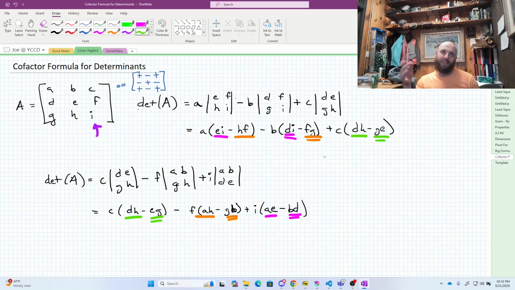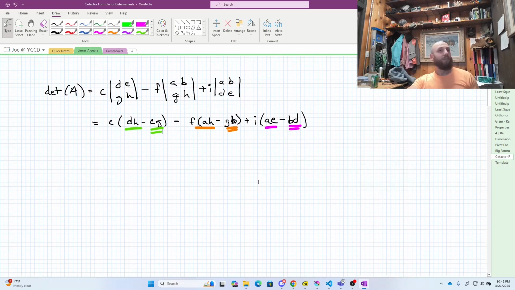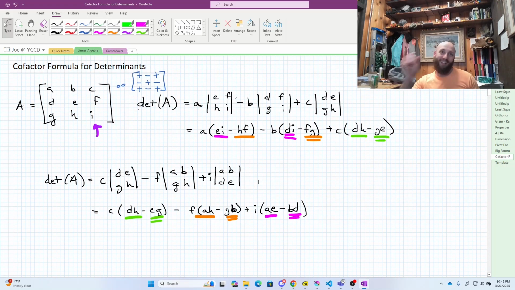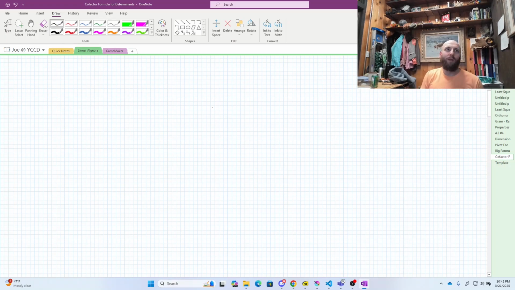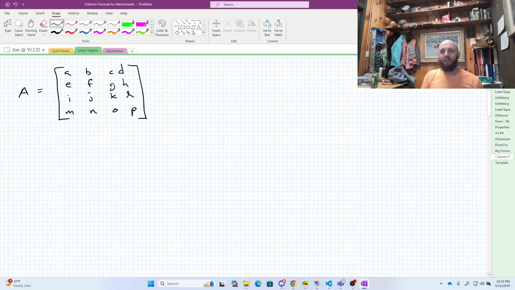It'll make your life a bit easier. Okay? So the trouble with the cofactor formula is that if I'm doing a 4x4 case, I have to first go through a 4 row. So let me write out a 4x4 matrix here, right? So let's say A is A, B, C, D, E, F, G, H, I, J, K, L, M, N, O, P, right? And I'd like to calculate the determinant of this.